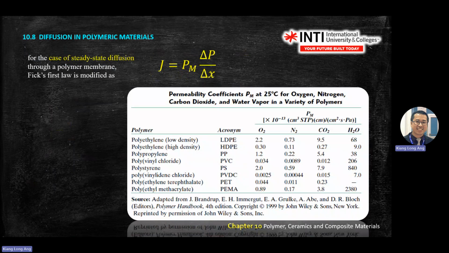You use the PM value from this table. Okay, it depends on how you use this one: O2, N2, CO2, H2O. So it depends on the polymer and in what environment. And I repeat, how you use this J equal to PM delta P over delta X depends on what environment you put the polymer in. For example, if the question says you put it under a carbon dioxide environment, you read from the carbon dioxide column.